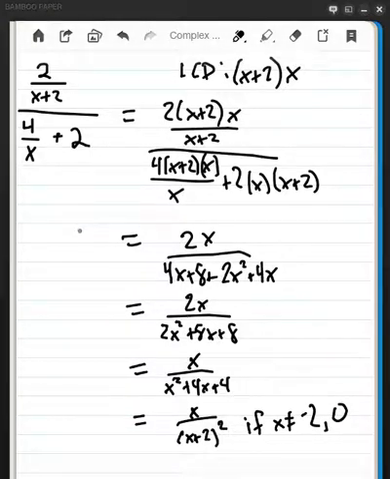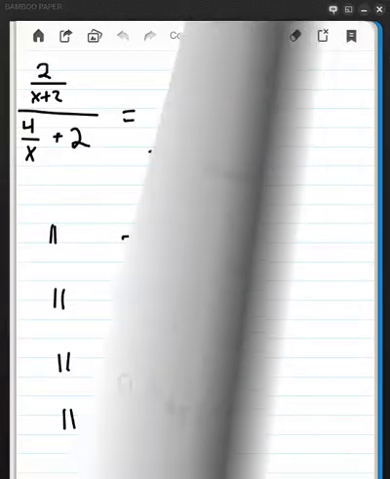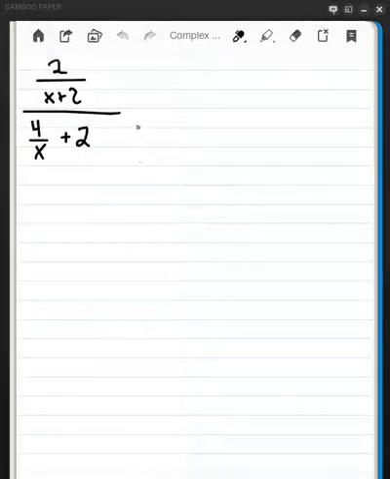If x is neither of these two values, then this left side of the equation, 2 over x plus 2 divided by 4 over x plus 2, is indeed equal to this expression for all values of x that are not these. Okay, that's using an LCD to clear out your fractions. So notice that as soon as you multiply everything by the LCD, you would immediately get rid of your complex fraction.